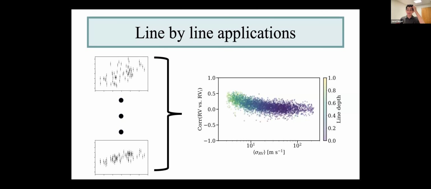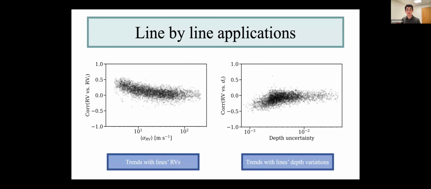So these plots are not meant to show you all that you could do with line by line, but rather just to demonstrate how much information we have available to us. To really emphasize that point, we can do this correlation game on more than just line-by-line radial velocities. We can also consider more activity-centric observables, such as depth variations.